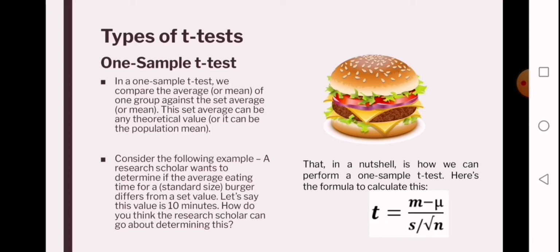Now, in a nutshell, this is how we can perform a one sample test. The formula to calculate this is t equals m minus mu over s divided by the square root of n, where t is the t statistic, m is the mean of the group, and mu is the theoretical value or population mean. s is the standard deviation of the group, and n is the group size or sample size.